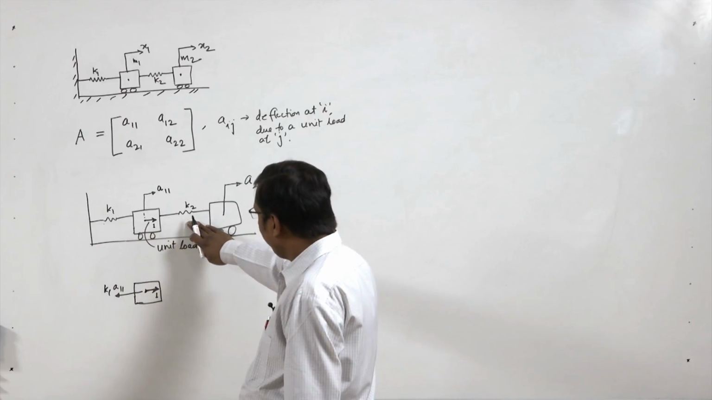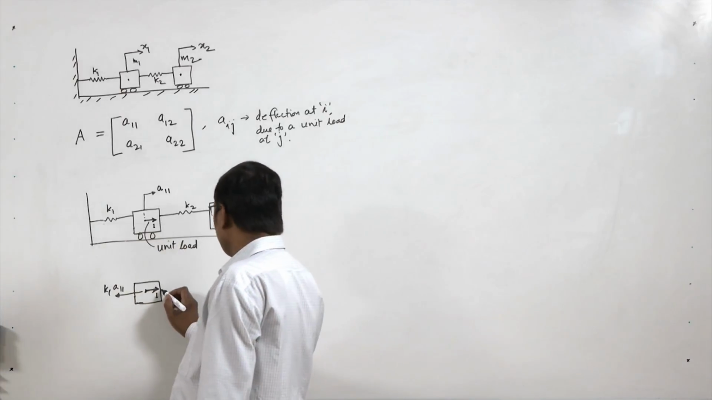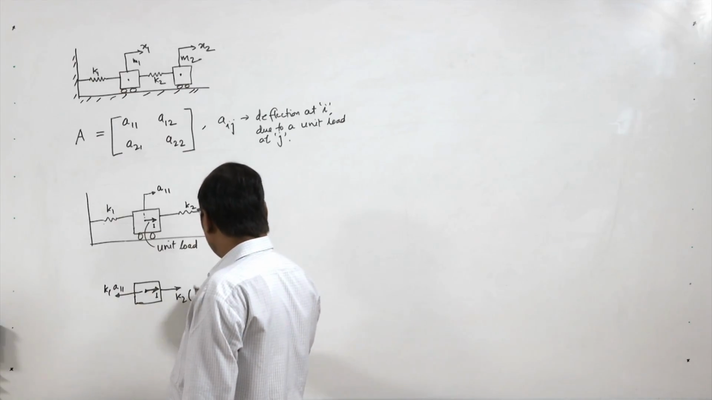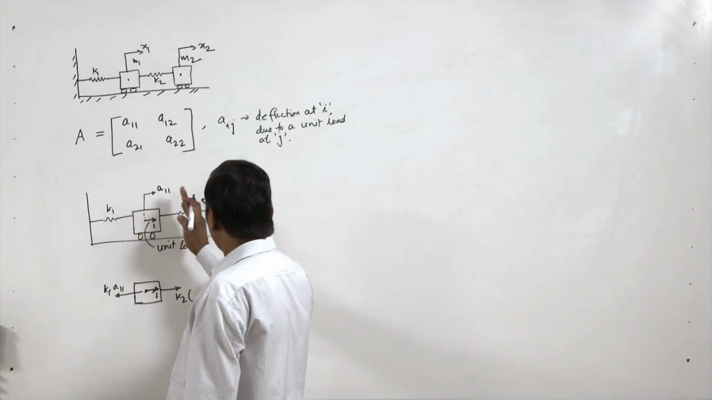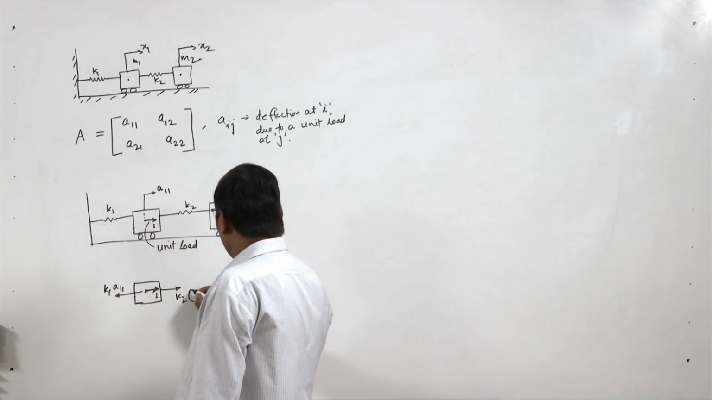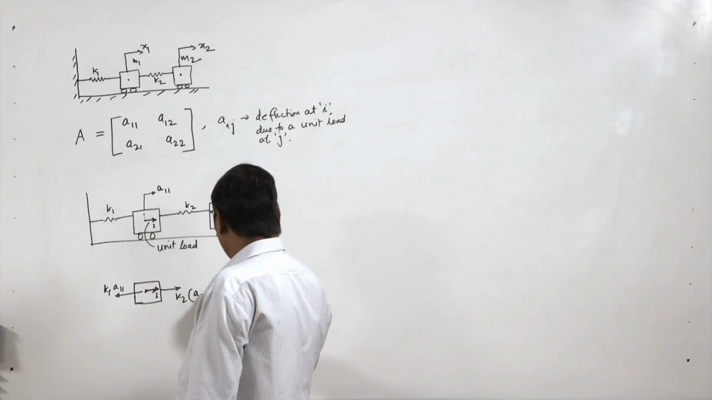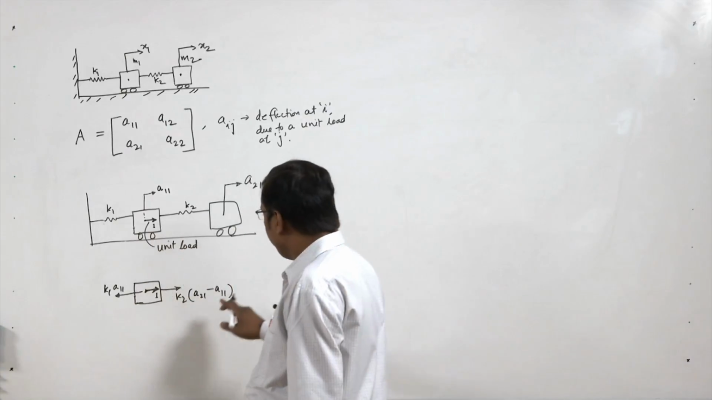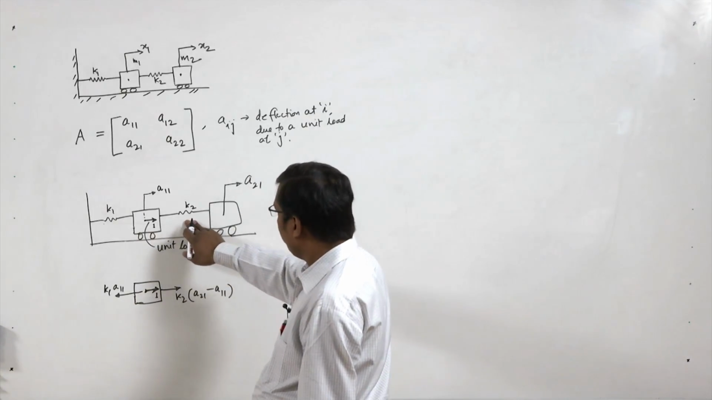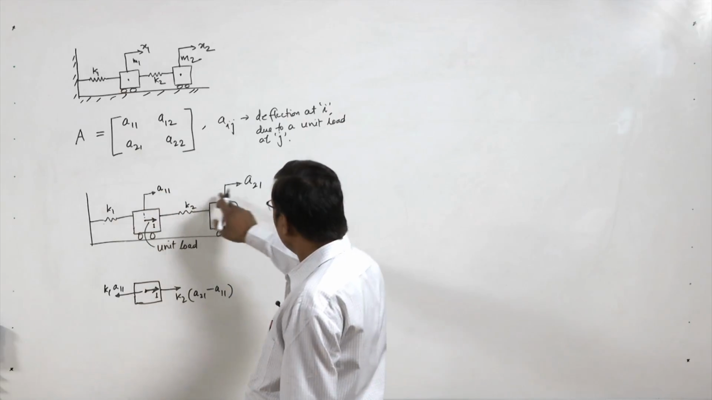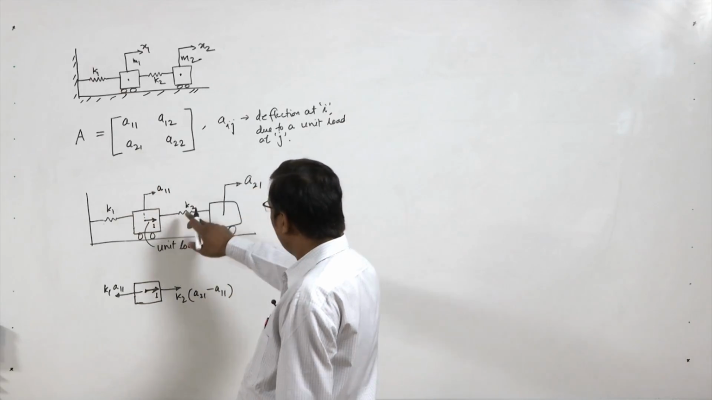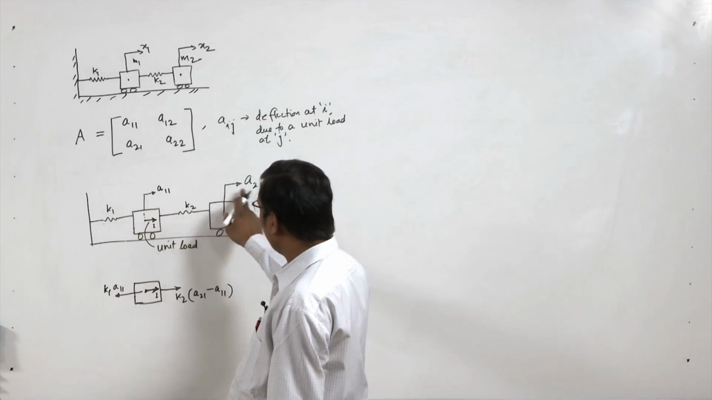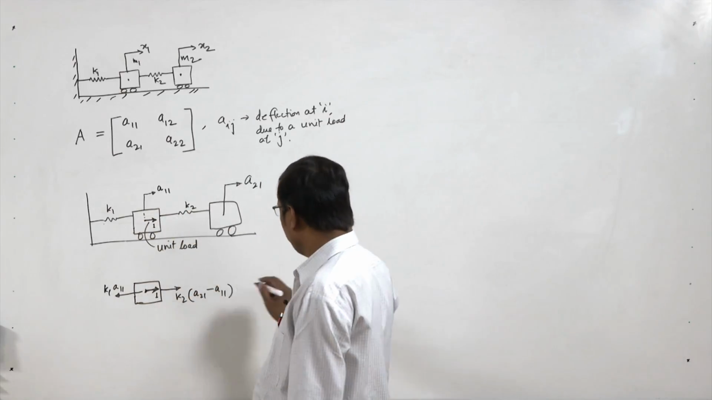Now there is a spring K2 and this will apply a force. So K2 into, this is moving A21, this is A11. So here A21 minus A11. So the net force due to the spring is the relative displacement of this spring. So that is A21 minus A11, if we assume A21 is greater than A11. So A21 minus A11 into K2.